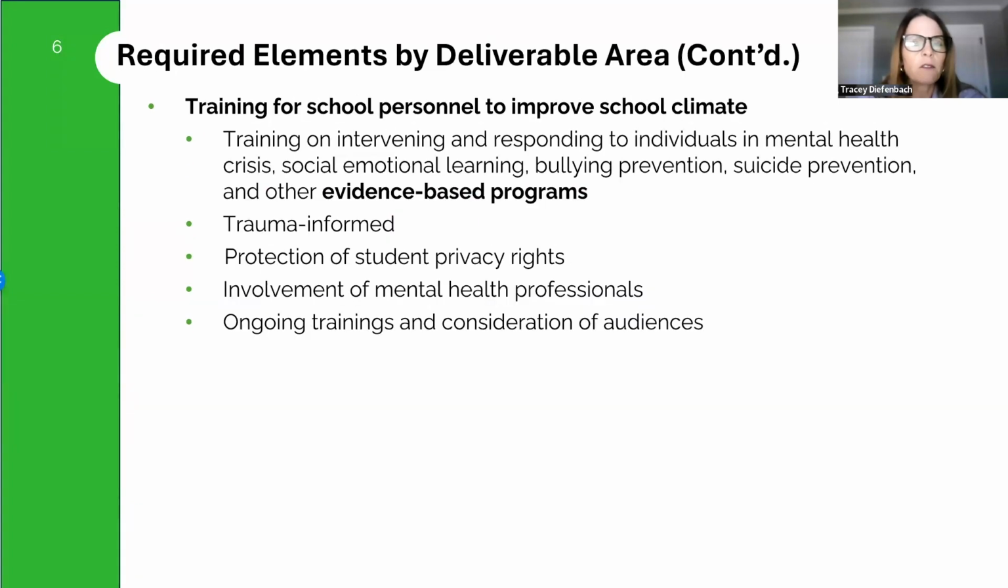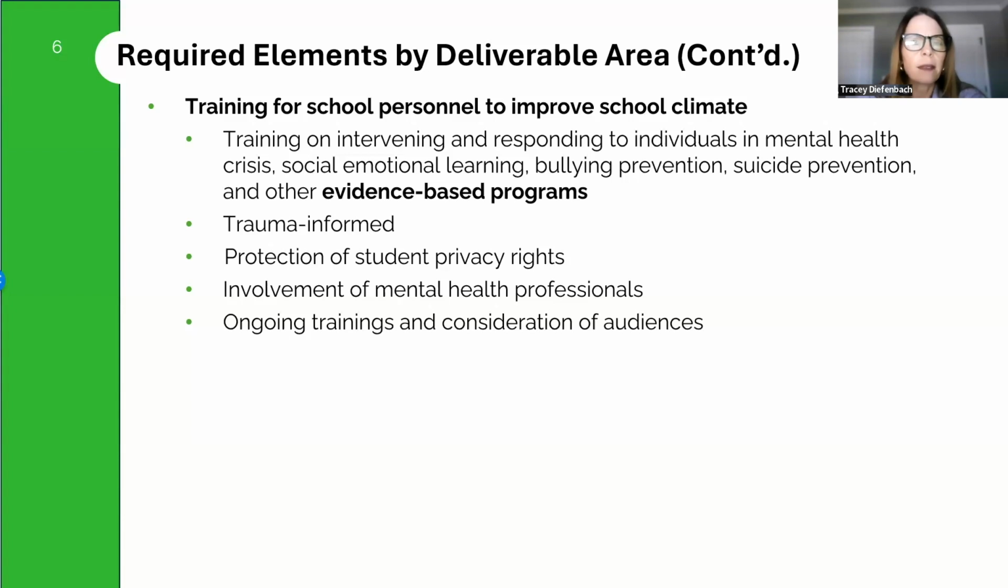Area 3 is training for school personnel to improve school climate. When addressing this area, applicants really should be providing training for school officials on intervening and responding to individuals in mental health crises, delivering social emotional learning, bullying prevention, and suicide prevention, improving access to school-based behavioral health services, and/or other types of evidence-based programs that promote a positive and healthy school climate.